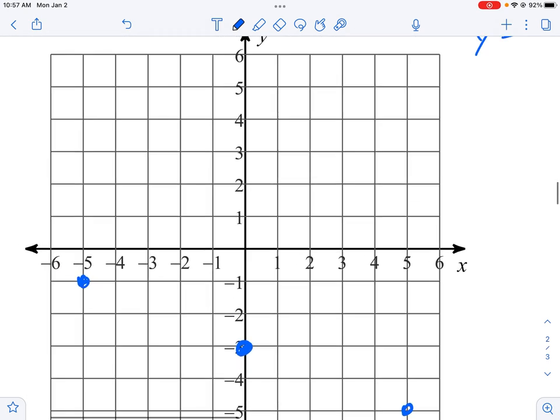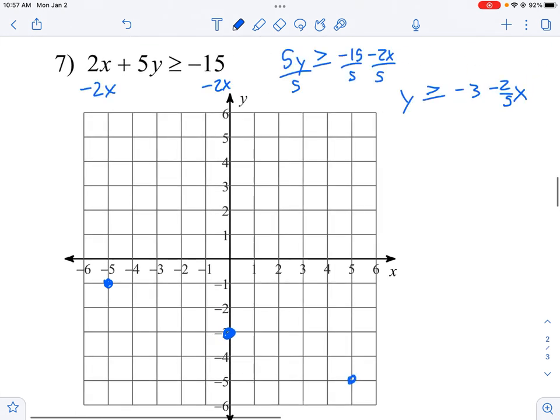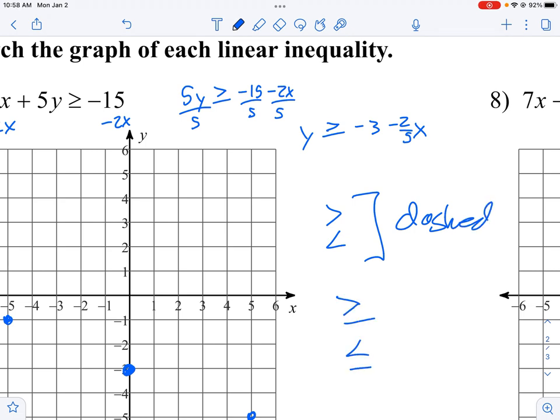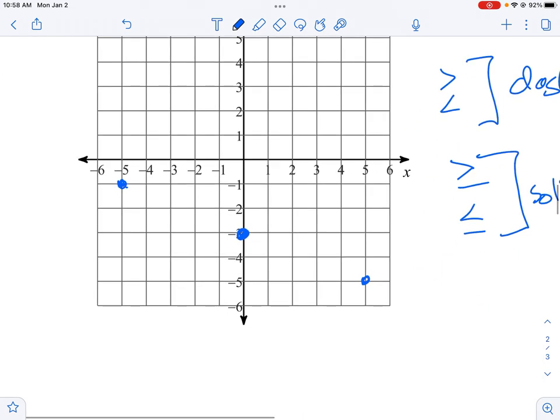And this is where things change. So you still get all those points, but then you're going to look at this. If it says just greater than or less than, these are the dashed options, or dotted. If it says or equal to on it, then it's solid. So this one says or equal to, so we're just going to connect it with a solid line like we normally do. Like that.